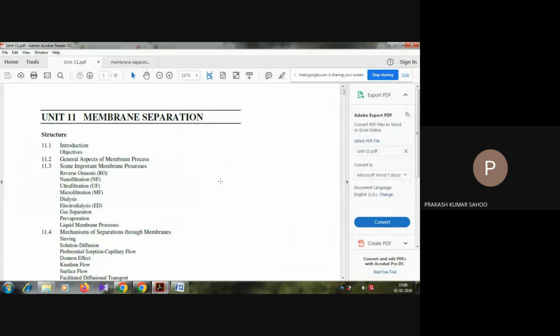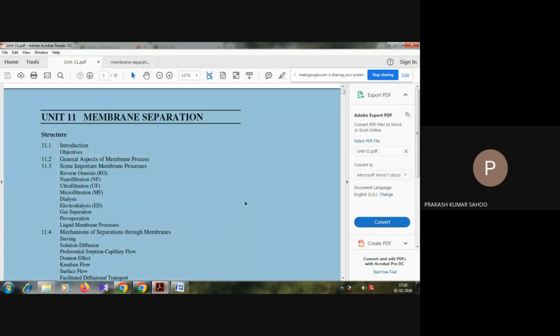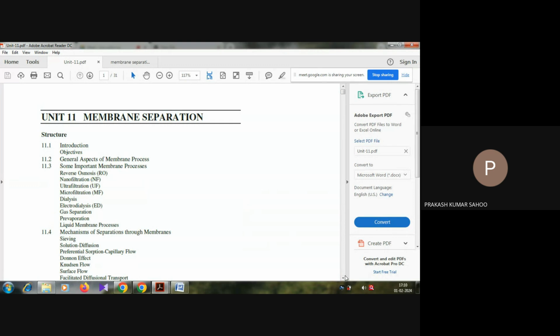The basic part of this unit, membrane separation, we will cover from this PDF, and in the latter part, for some technical part, we will have one PPT. So we will move there. Let's start with the first part, that is the membrane separation.